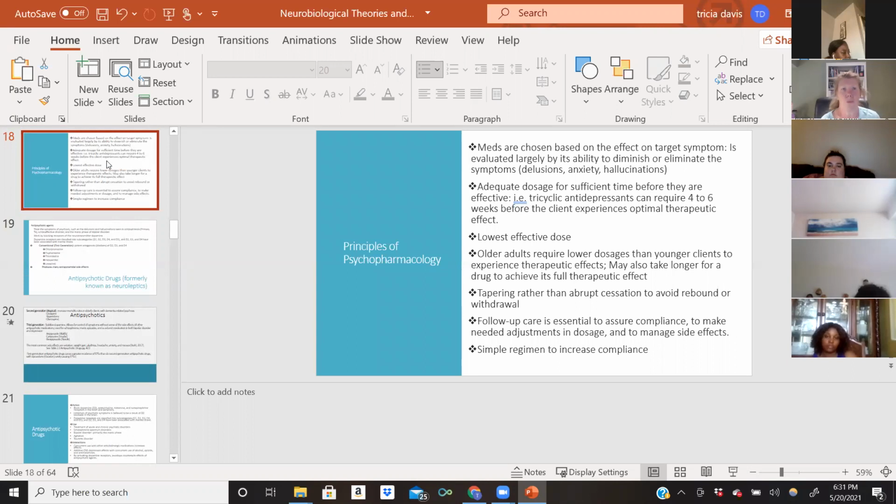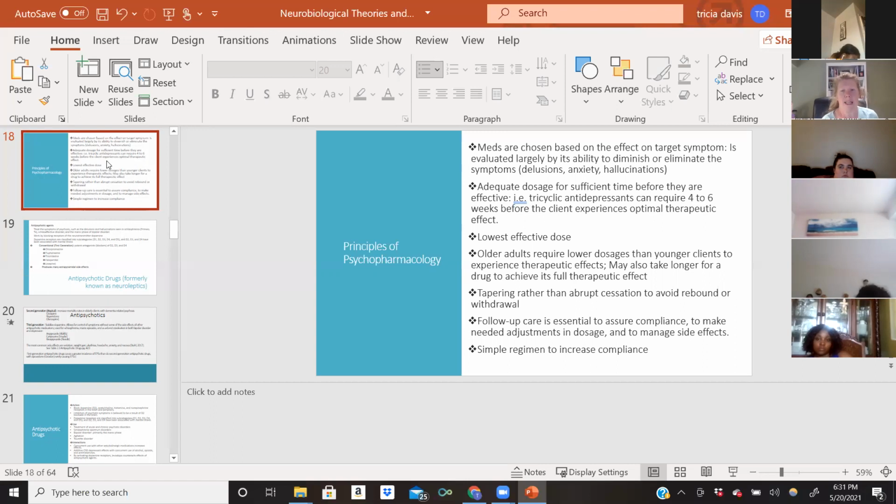So when medications are chosen for patients, it is going to be based on their target symptom. It is evaluated by its ability to diminish that side effect or the symptom, or to eliminate the symptoms completely. So we're talking about anxiety, delusions, hallucinations, sometimes manic behavior. So we're going to treat those symptoms, and the medication that the doctor chooses is only going to work on those symptoms.